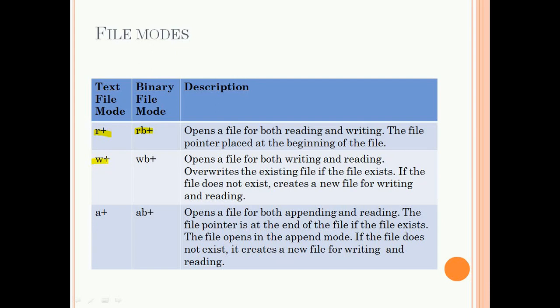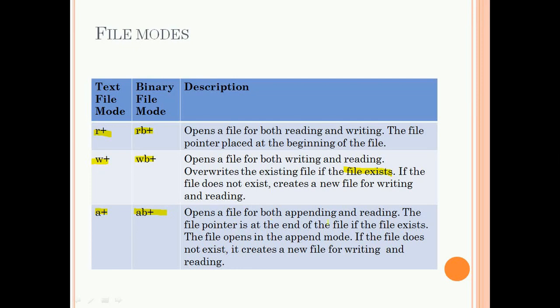Next, w+, or in case of a binary file, wb+. Opens a file for both writing and reading. Overwrites the existing file if the file exists. If the file does not exist, creates a new file for writing and reading. So using w+, basically at first we write in the file and then we can read from the file.